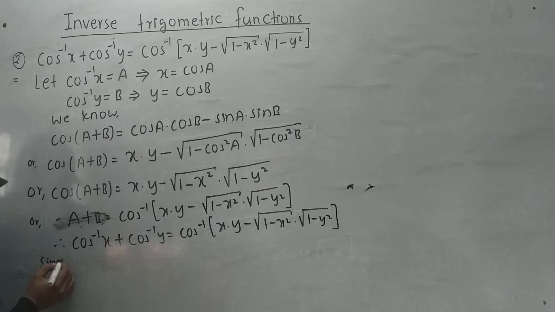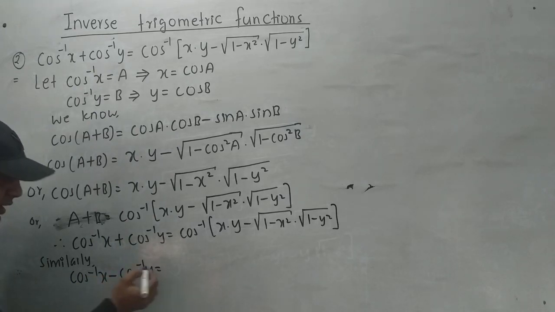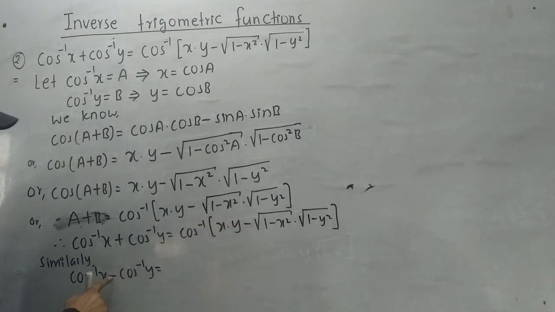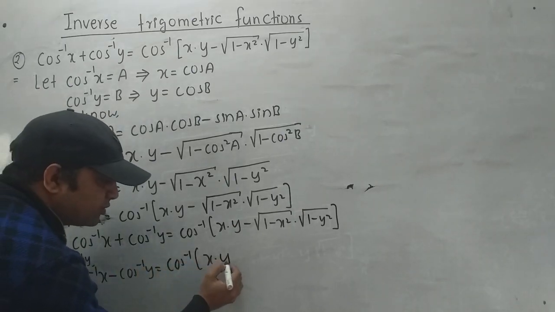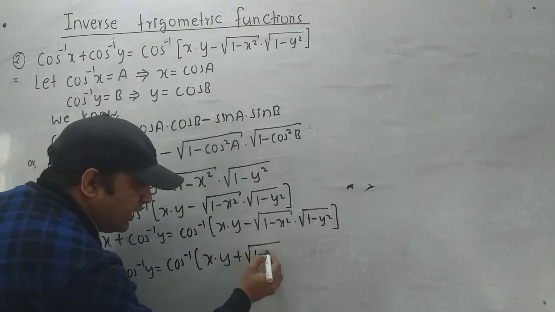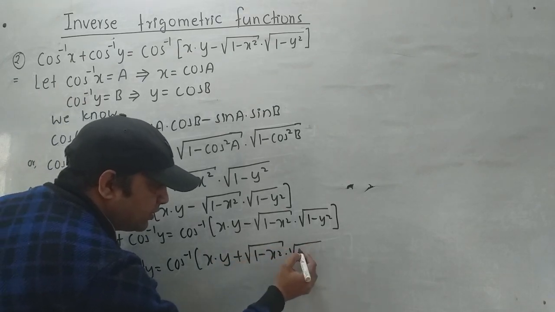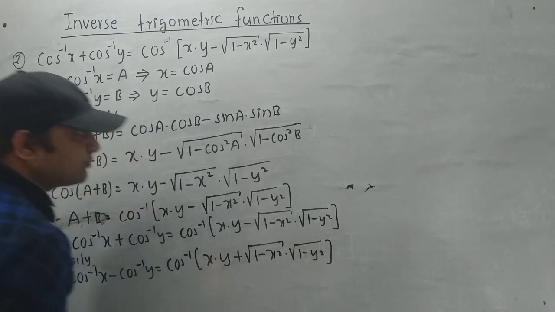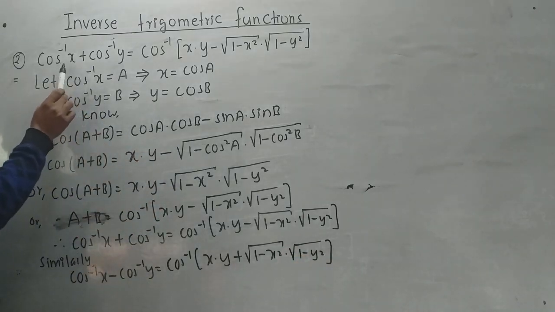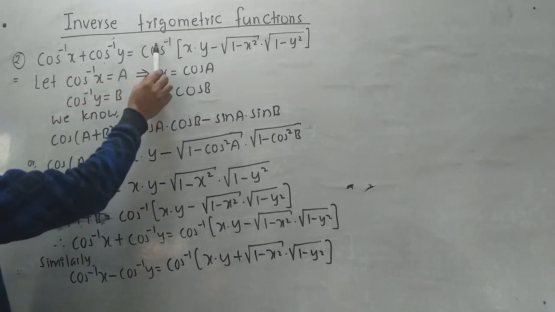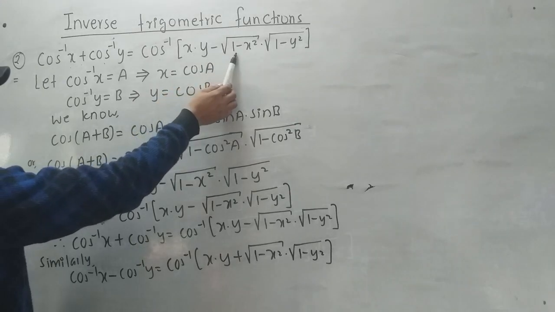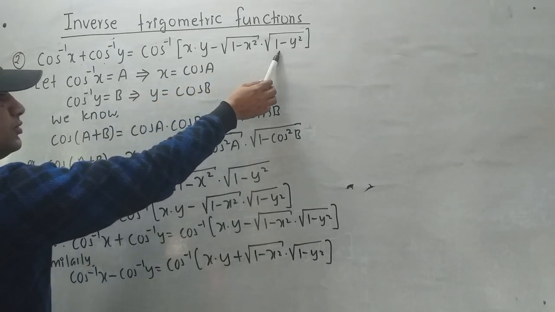Similarly, now the formula will write here cos inverse x minus cos inverse y. Here it is plus, here it is minus, so here it is minus. So you replace that as cos inverse of x times y plus under root of 1 minus x square times under root of 1 minus y square. So this is a very important formula. Cos inverse x plus cos inverse y will be replaced by cos inverse of x times y minus under root of 1 minus x square times under root of 1 minus y square.